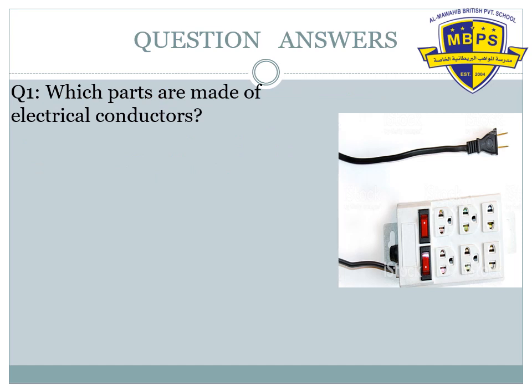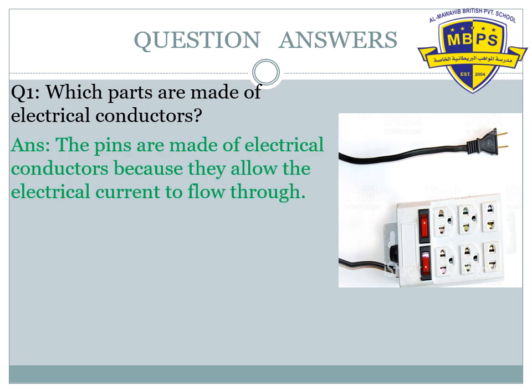I want you to open your copybooks and you can start writing the questions down, and you can draw a switchboard and the wire also on the plain page, and you can start writing question number 1. Which parts are made up of electrical conductors? According to you, looking into this picture, which parts are the electrical conductors? The pins are electrical conductors because they allow the electric current to flow through. That's good because they're metallic and they allow the electrical current from the switchboard to go inside the wire and from the wire into our electrical appliances.